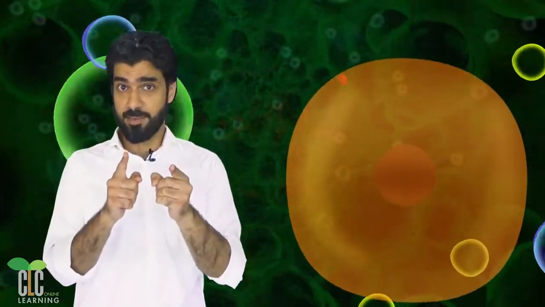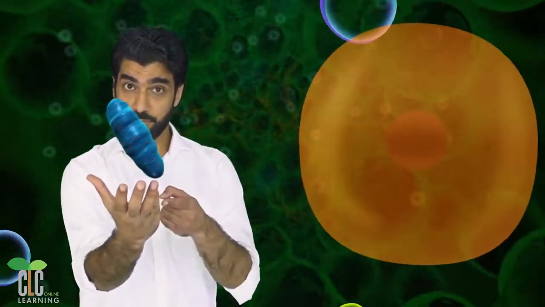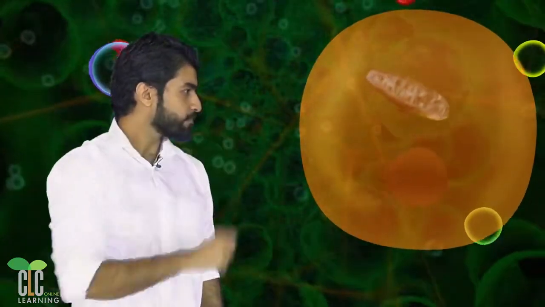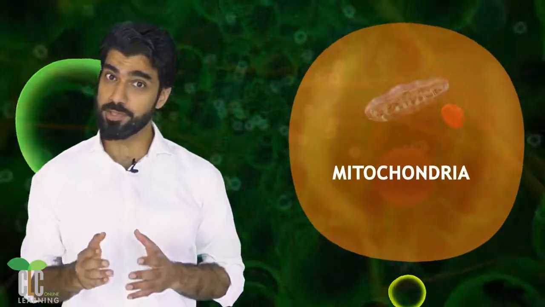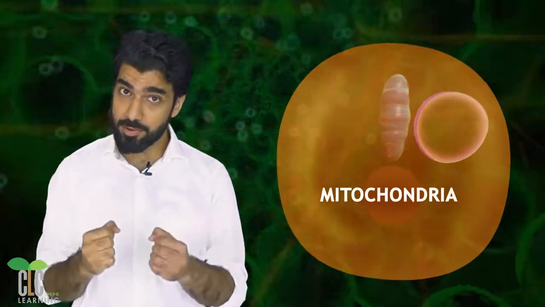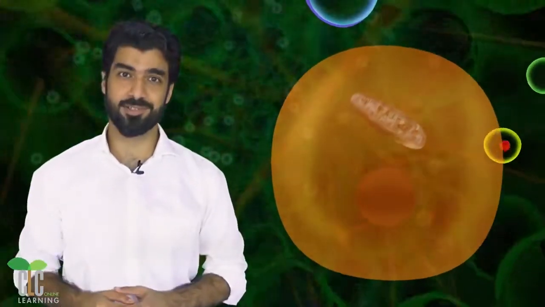And now it is time for the fourth ingredient. And this is the mitochondrion. The mitochondria are powerhouses of the cell. They provide the necessary energy to the cell to carry out all the chemical reactions.